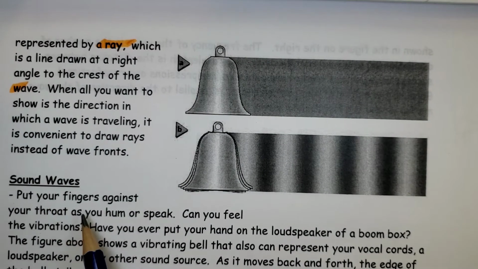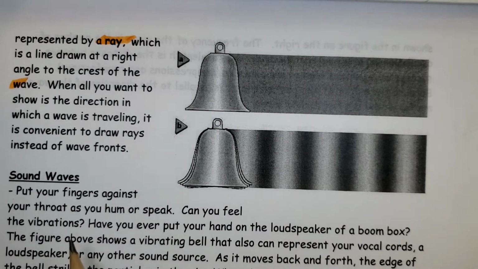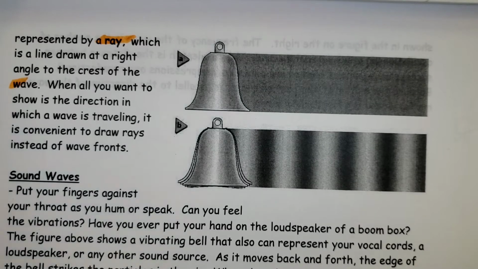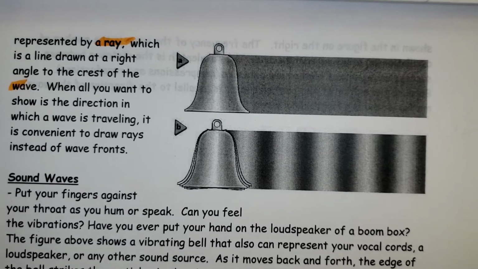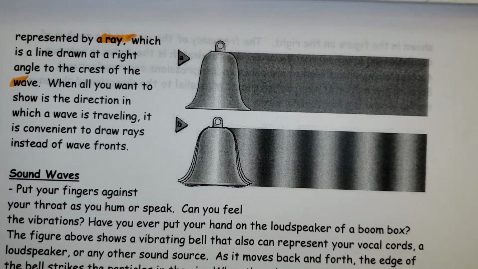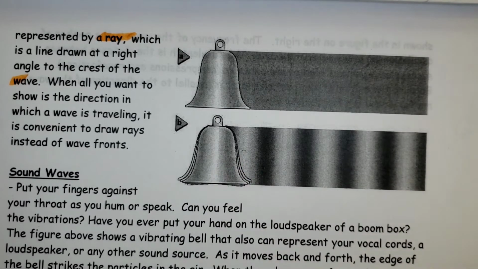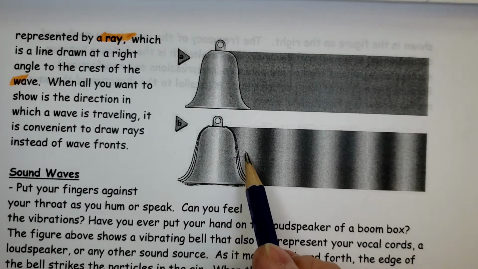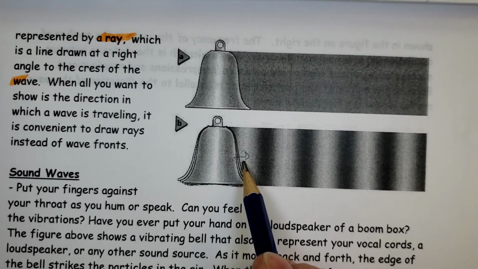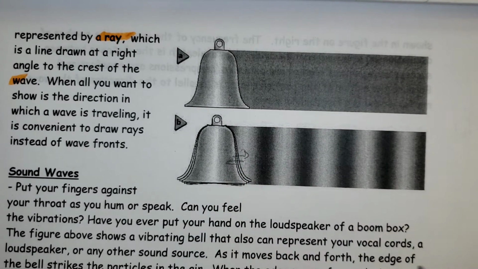Sound waves. If you put your fingers against your throat as you hum or speak, you can feel vibrations there. Have you ever put your hand on a loudspeaker of a boombox? The figure above shows a vibrating bell that can also represent your vocal cords, loudspeaker, or any other sound device. As it moves back and forth, the edge of the bell strikes the particles of the air. When the edge moves forward, the air moves this way. When the bell moves backwards, we could have air moving that way.